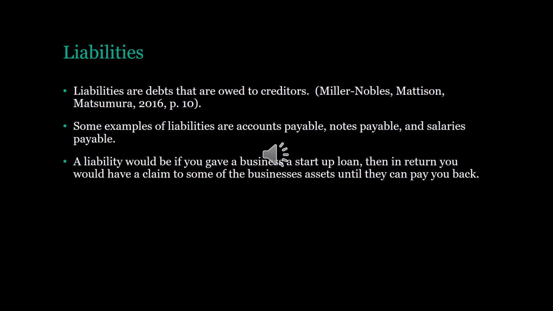Liabilities. Liabilities are debts that are owed to creditors. Some examples of liabilities are accounts payable, notes payable, and salaries payable. A liability would be if you gave a business a startup loan, then in return you would have some claim of the business assets until they can pay you back. Many liabilities have the word payable in their title because it's something the business owes.